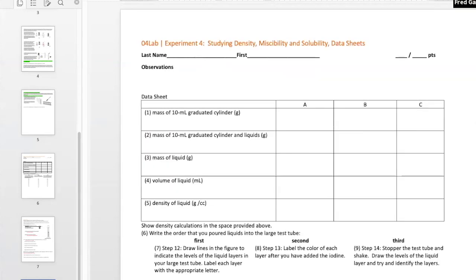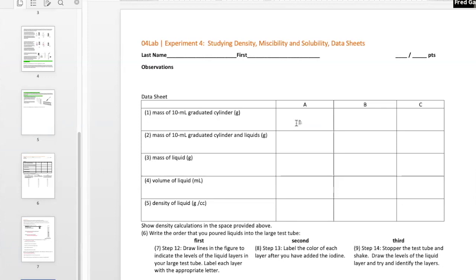This is the worksheet that you are going to be filling. You're going to weigh the graduated cylinder, and you have 3 liquids. So weigh the graduated cylinder each time because it might be a little bit moist, so the mass might be slightly off, but it should be consistent with each other.